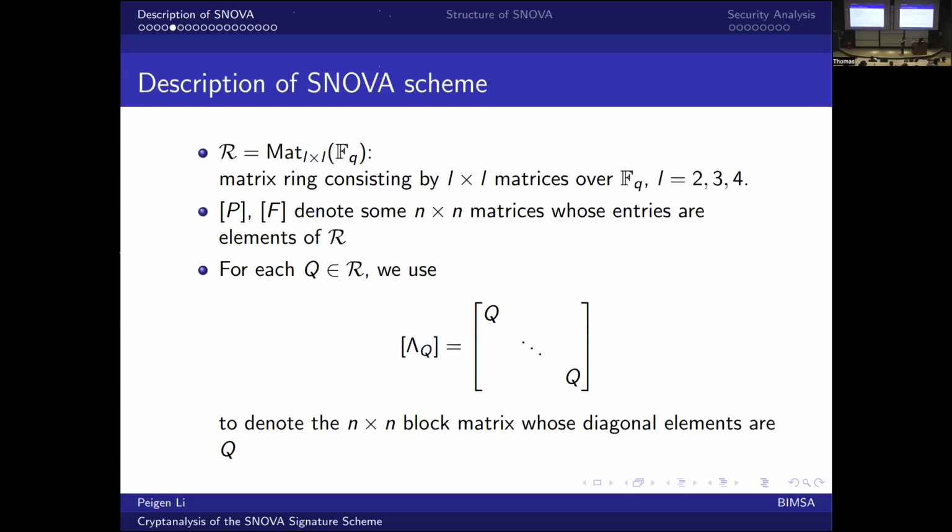First, R is the ring of L times L matrices over FQ. In general, according to the parameters submitted by the SNOVA team, L equals 2, 3, or 4. Here, P with brackets denotes some n times m matrix whose entries are elements of R. For each Q belonging to R, we use lambda Q to denote the n times n block matrix whose diagonal elements are Q.